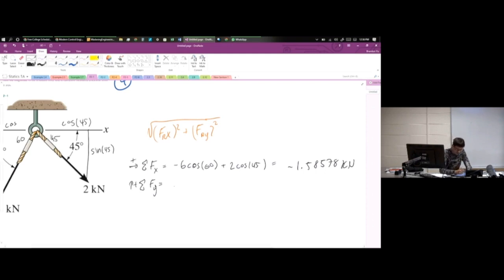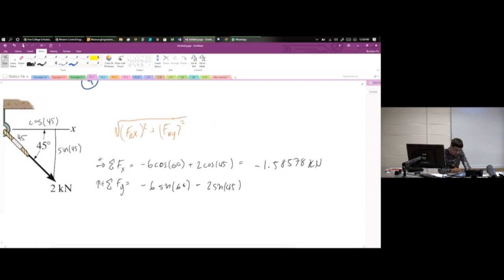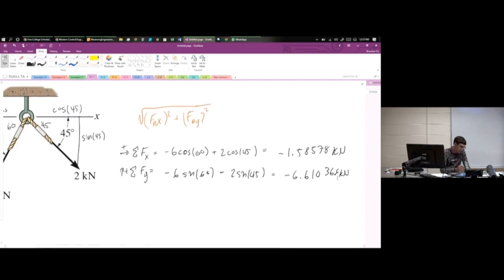Right, so you would have negative 6 sine 60, and then plus 2 sine 45. That's going to be minus, because they're both going downwards. So when you do that out, you're going to have negative 6.610366, again kilonewtons, right? So with that, you're going to use this equation right here.